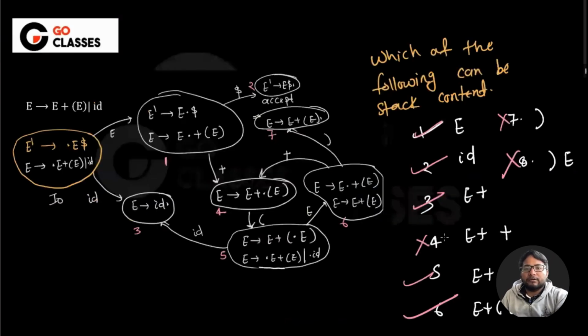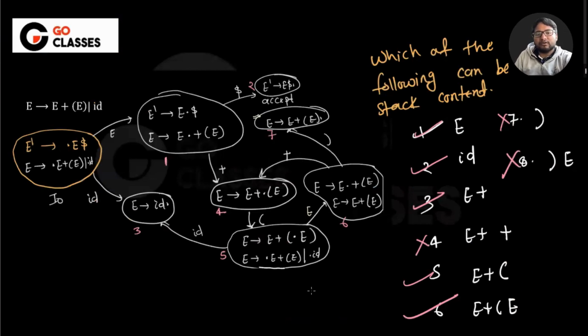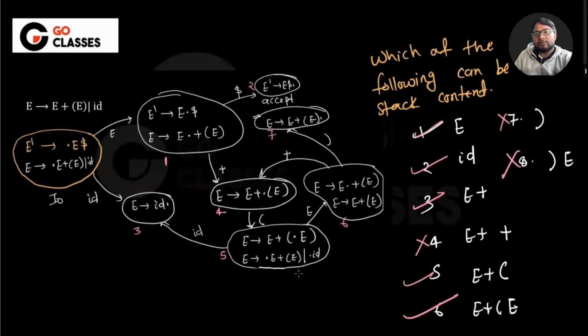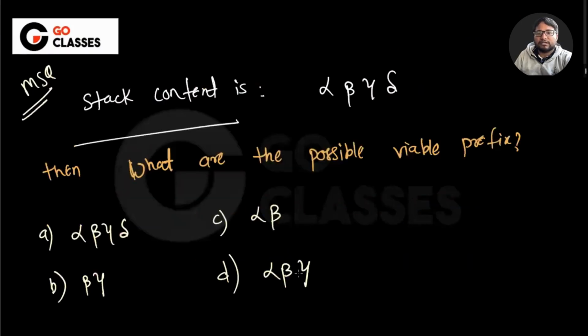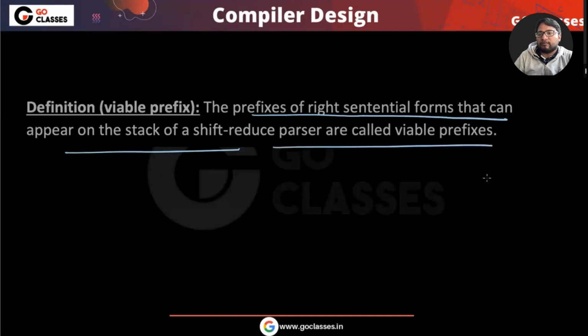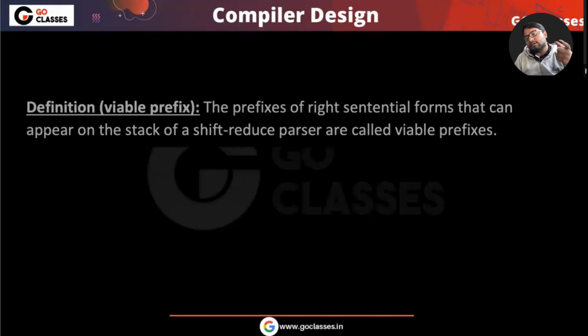Can't you recognize what is a possible content of the stack? If I give you some automaton, can you tell me which of the possible strings is the content of the stack? Can you just rerun the DFA and see if it is leading to a valid state or not? So, given something, can you tell me whether it is a viable prefix or not? All you need to do is just run the DFA. So, what is the viable prefix? It is just the content of the stack. Formally, the prefix of the right sentential form that appears on the stack is called the viable prefix. Whatever appears on the stack is called the viable prefix.